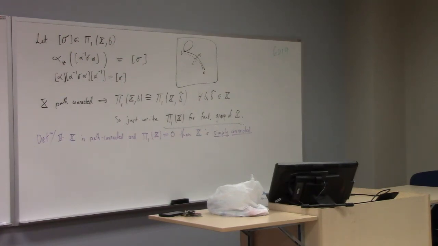Each map f from S1 to X satisfying f of 1 equals B determines a loop alpha based at B via the formula: alpha of s equals f of e to the 2 pi i s, for s between 0 and 1.